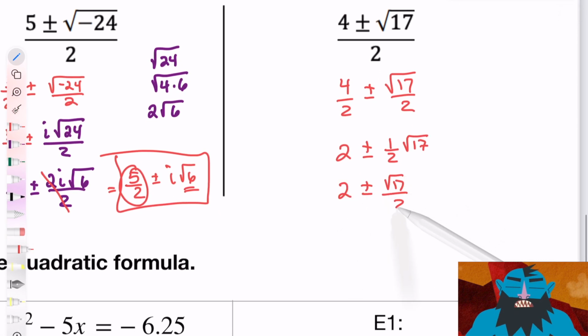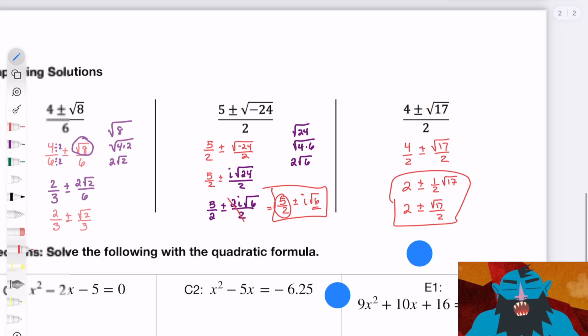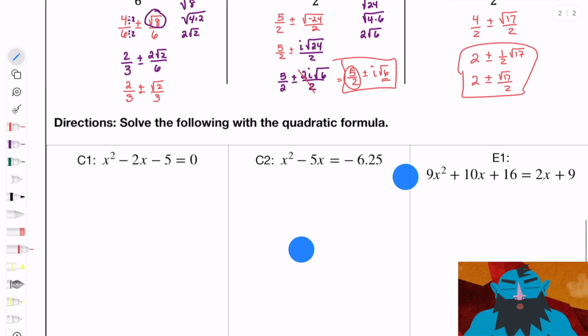Just like that means the same thing. Alrighty, so let's solve a few of these quadratics, and then you can try the homework on your own.